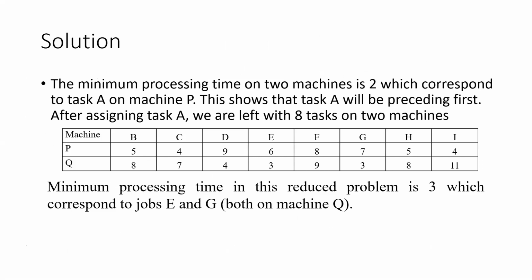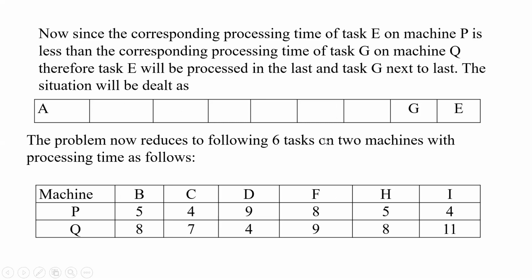So now we are going to solve it. The minimum processing time on the 2 machines is 2, which corresponds to task A on machine P. This shows that task A will be processed first. After assigning task A, we are left with 8 tasks on 2 machines. The minimum processing time in this reduced problem is 3, which corresponds to jobs E and G, both on machine Q. Since the corresponding processing time of task E on machine P is less than the corresponding time of task G on machine P, task E will be processed last and task G next to last.